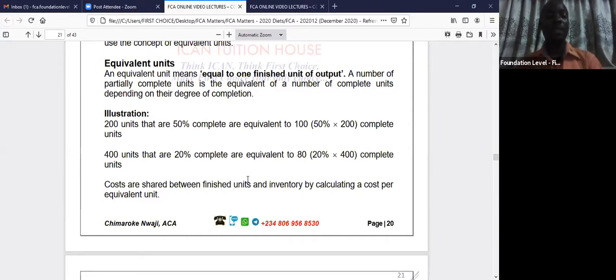It means that these 200 units that are 50% complete is equivalent to 100 completed products. Because if you say 200 times 50%, it will give you 100. So it means 200 work in progress, 50% complete, is equal to 100 finished goods. Equivalent, not even equal, equivalent to 100 finished goods.